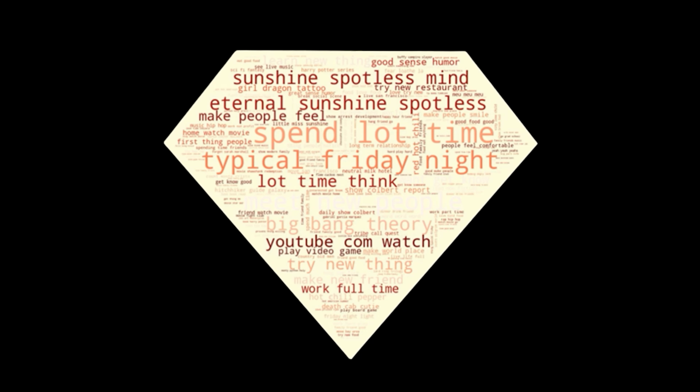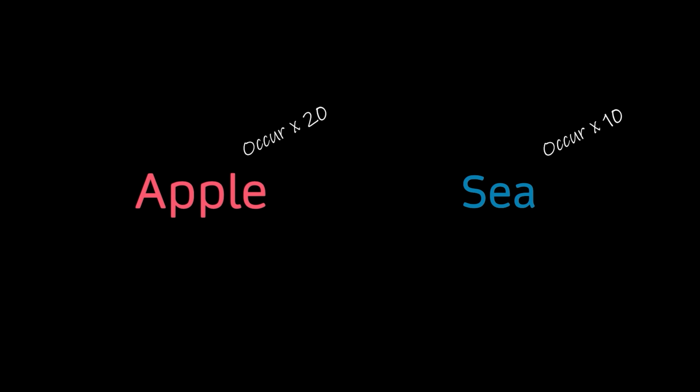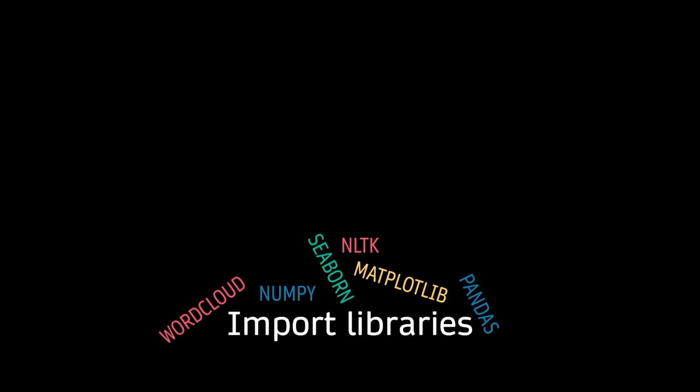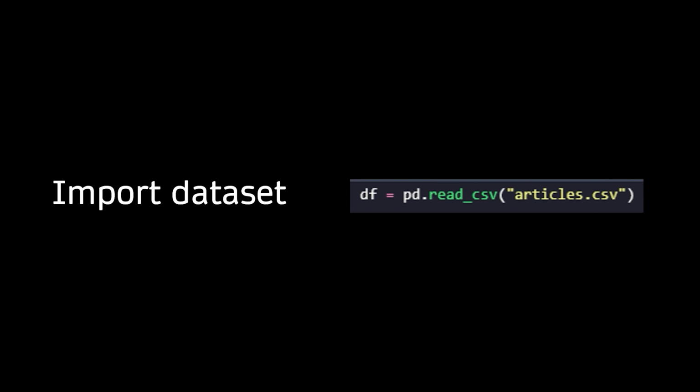Word cloud is a text exploration method that shows all the frequently occurring words together as an image. The size of the word is determined by the frequency of occurrence of the word. The first step of text exploration is to import libraries. The second step is to import the dataset.